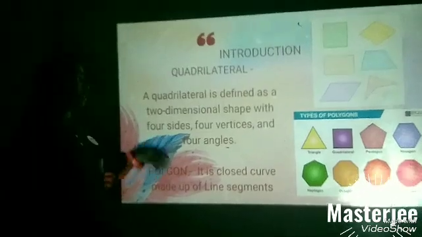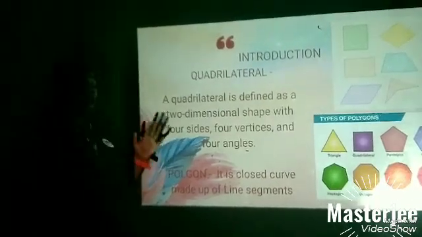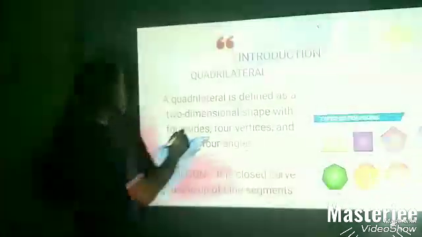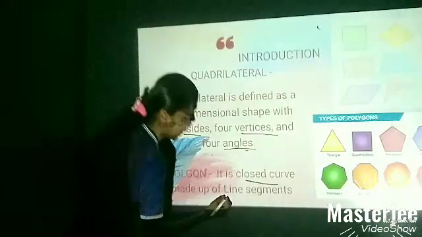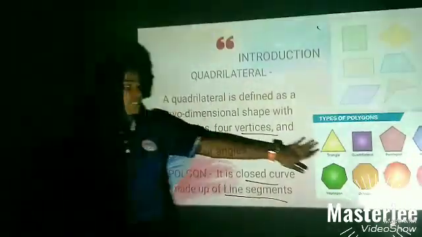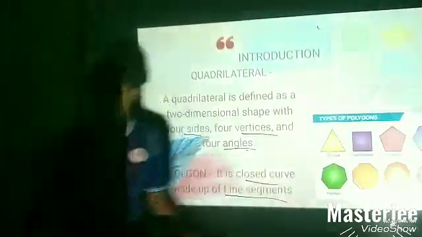Introduction. Quadrilateral. A quadrilateral is defined as a two-dimensional shape with four sides, four vertices and four angles. These are examples of a quadrilateral. And a polygon is a closed curve made up of line segments. These are examples of polygons.